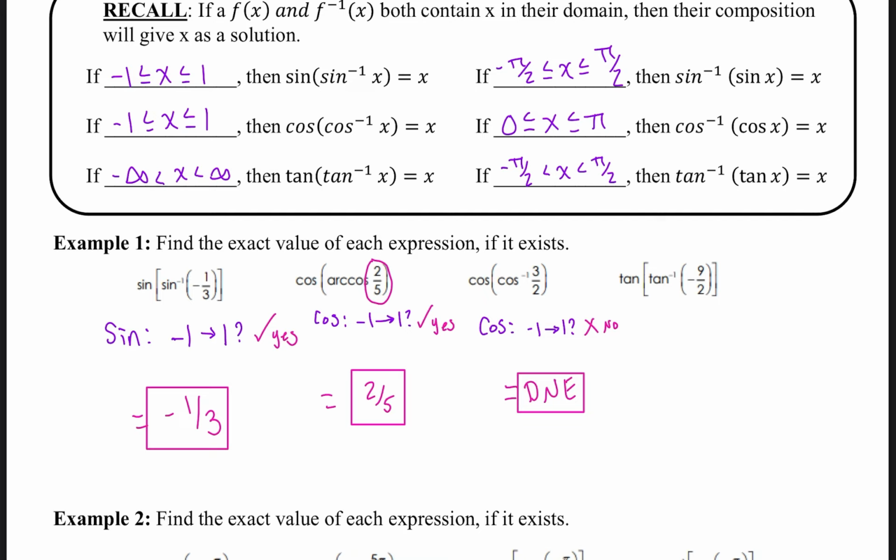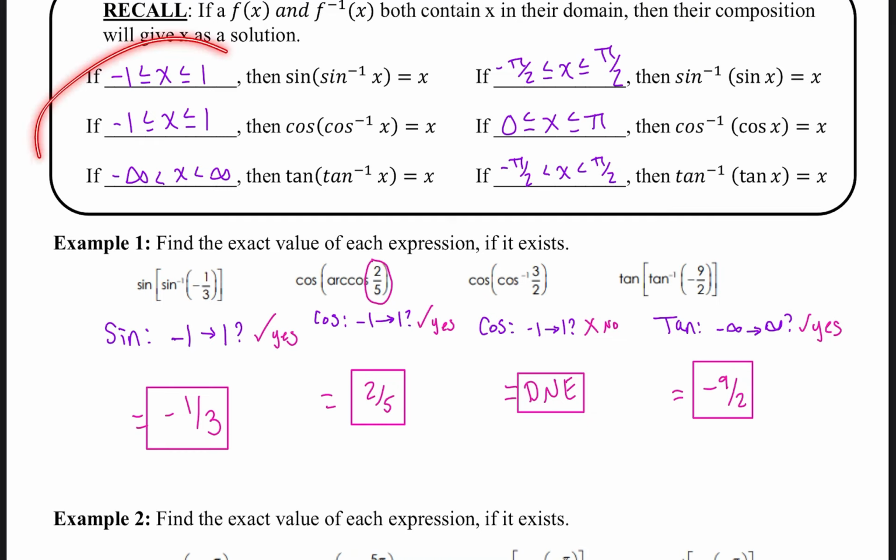Now tangent, don't get tricked up. Tangent is different. In this case, I'm focused on tangent. Tangent is -infinity to infinity. Is there any number outside of that? No. So because this number is in between -infinity to infinity, you're always going to say yes for tangent. It always works. So for tangent, we get -9/2, and that is okay. Tangent can be any number, but sine and cosine have to be restricted from -1 to 1.